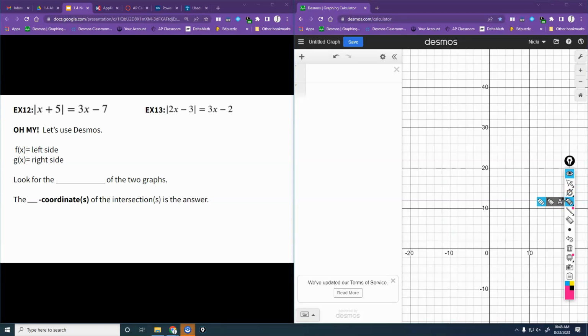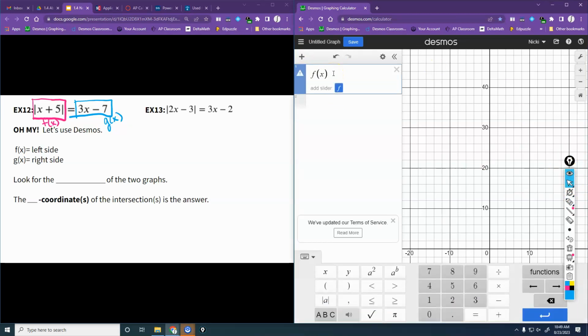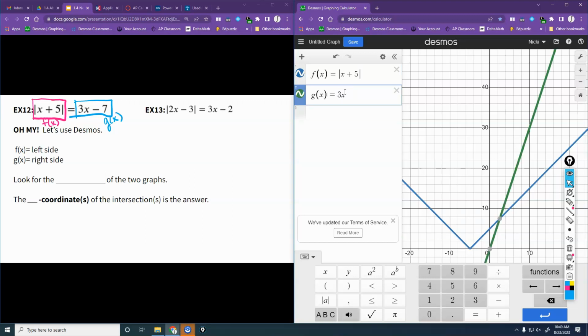So what we're doing if we use Desmos for this is taking whatever the left side is, and we're going to call that our f of x. And then we're taking whatever the right side is equal to, and calling it g of x. You can use different letters if you want, but f and g are pretty standard. So f of x equals the left side of the equation, absolute value of x plus 5. And then g of x equals the right side of the equation, 3x minus 7.